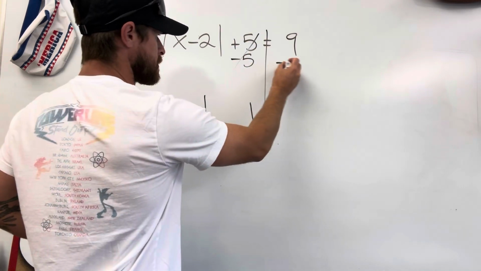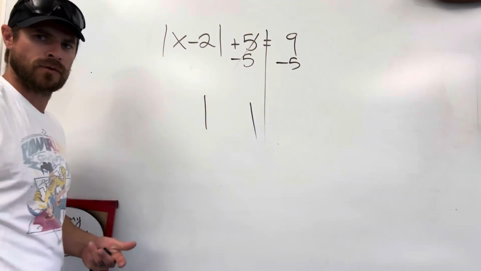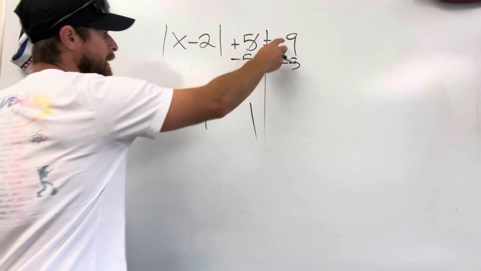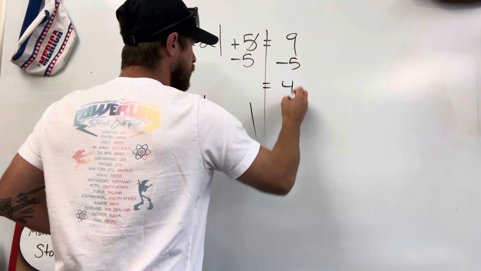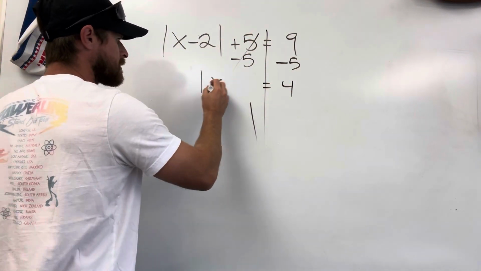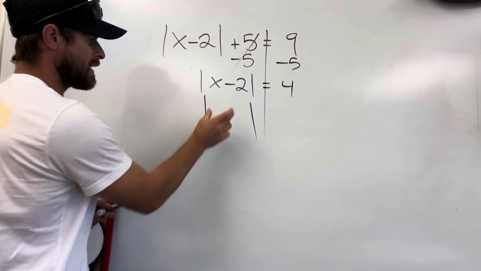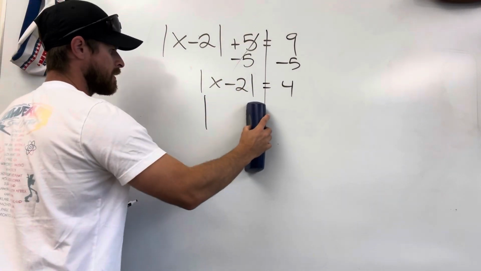Inverse operations, minus 5. This is stuff you've been doing since you first started solving equations. 9 minus 5 is going to leave you with a 4. Over here we have x minus 2 in the bars. So we have now isolated the bars.